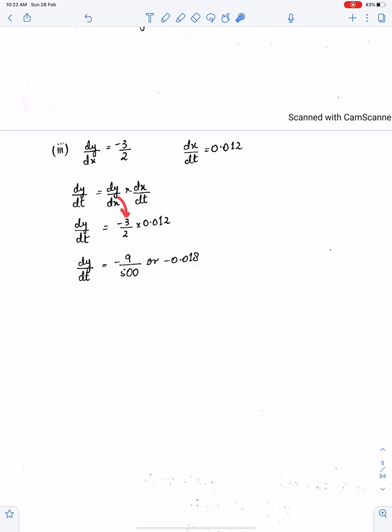So it's minus 3 upon 2 and this is 0.012. So the answer is minus 0.018. And this answer means the rate of decrease of y is 0.018. This negative means y is decreasing.